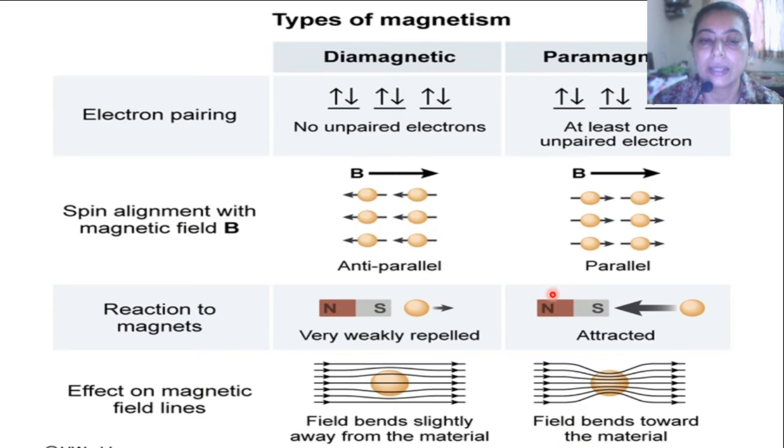So these are the general differences, or the comparison you can say, between diamagnetic and paramagnetic. The important one is that in diamagnetic all the electrons are paired. Here in paramagnetic, one or more than one electron should be unpaired.